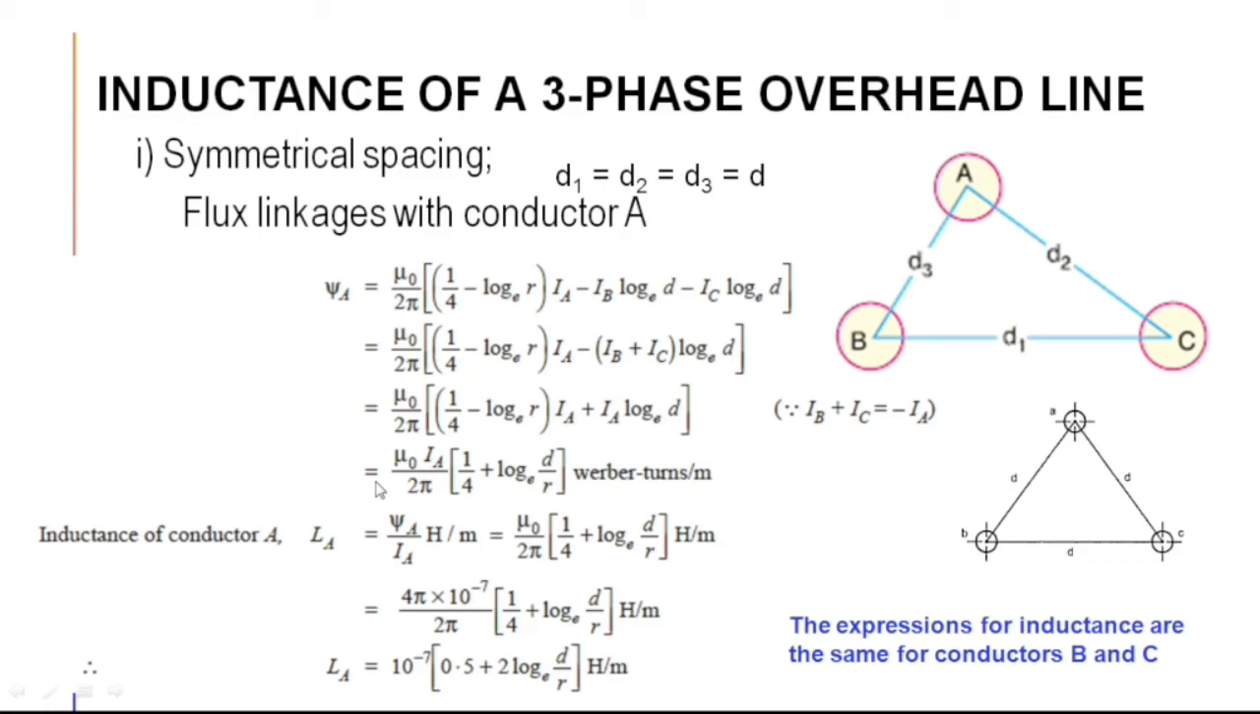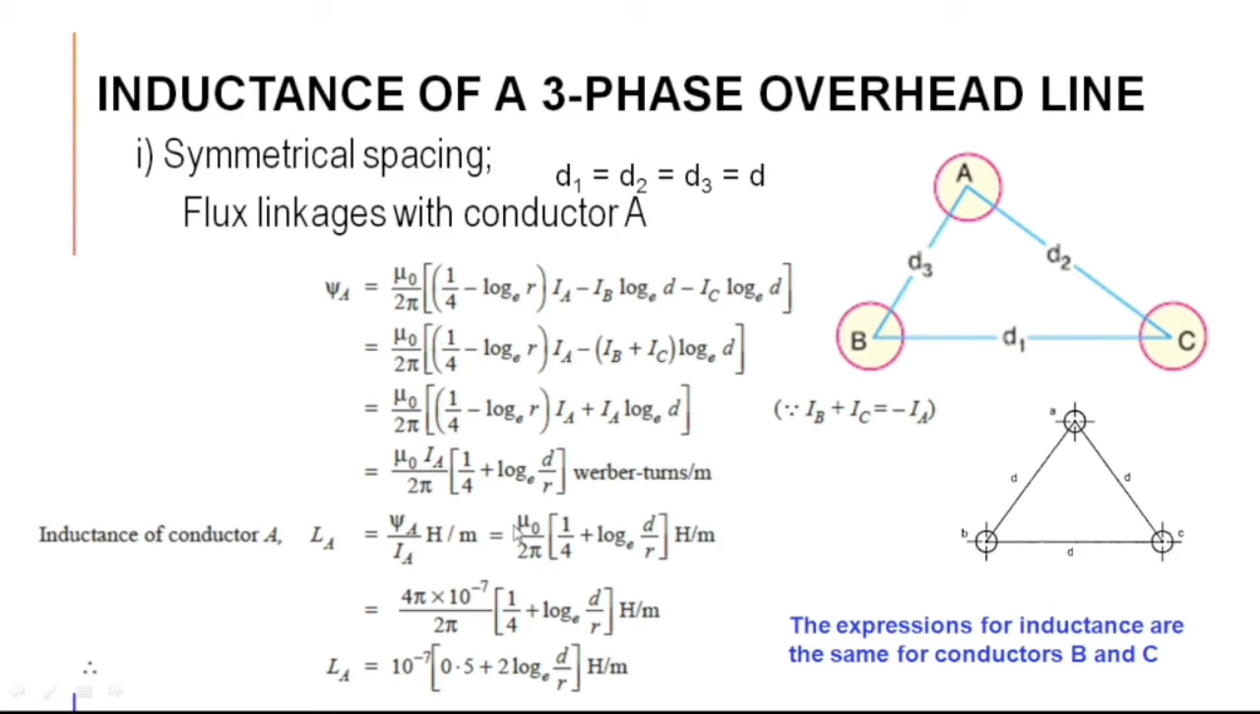You have already concluded that the inductance value is calculated as the flux linkages divided by the current value, and we are calculating the inductance for conductor A. For conductor A, the inductance, let it be LA, is the flux linkages for A divided by the current passing through A. The flux linkages are already calculated here. I am substituting this value: μ0/2π [1/4 plus log_e D by R] Henry per meter. The IA and IA get cancelled.